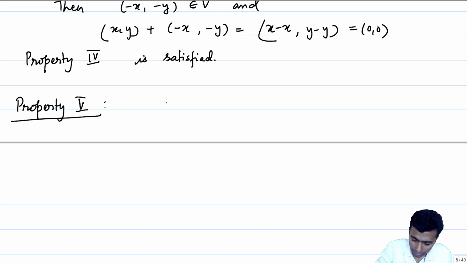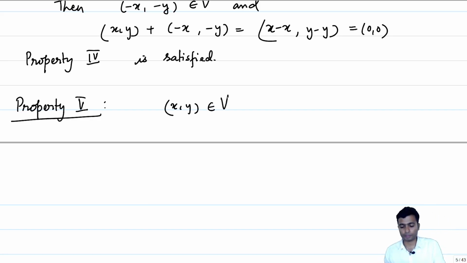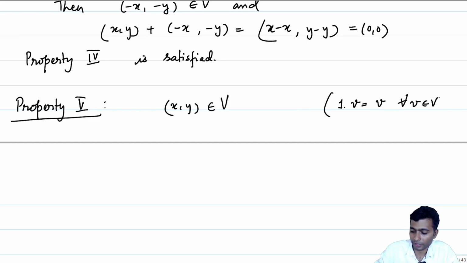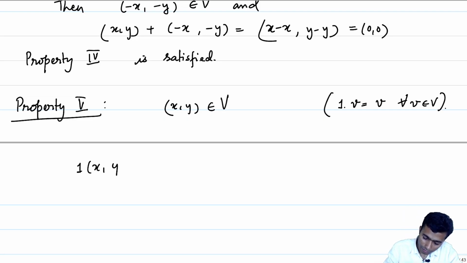So let's look at a vector v, which is say (x, y) in capital V. An element in capital V is being taken, and we would like to check whether 1 times v is equal to v. So what was the multiplicative identity demanding? It was demanding that 1 times v is equal to v for all v in capital V, right? This is what we would like to check. But what is 1 times (x, y)?